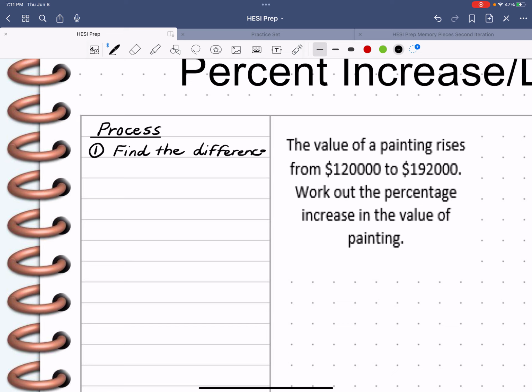Then the second thing you're going to need to do is set up a proportion of always percent over 100, equals the difference over the original.